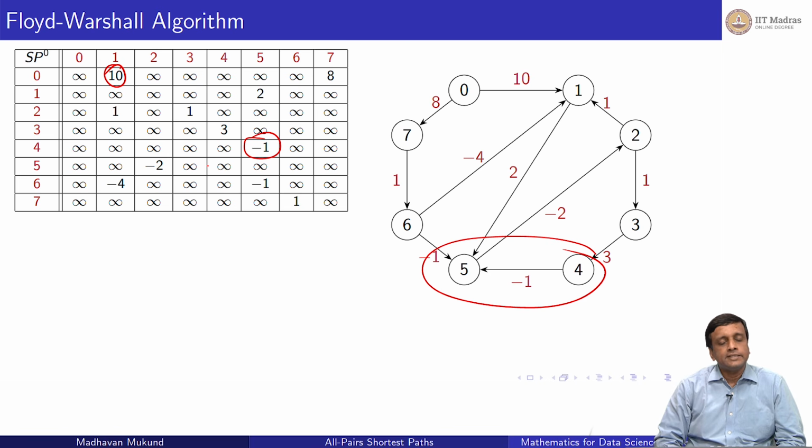So this is just the adjacency matrix for this graph, where every entry ij represents the weight, and if there is no edge, then it's infinity. So we have a lot of infinity entries, and very few entries which are not infinity.